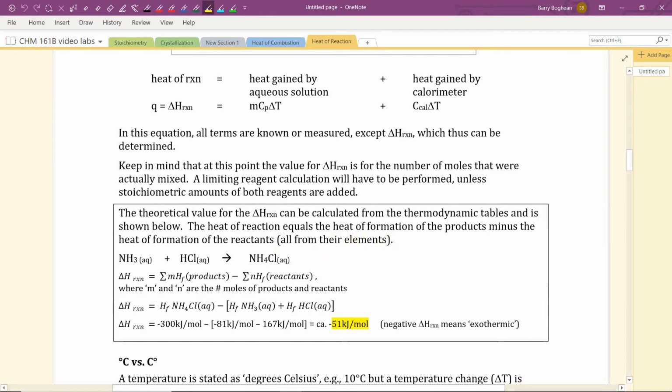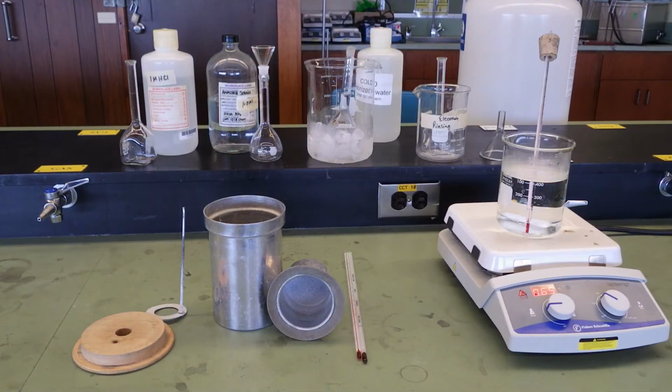So in this example, the heat of reaction is equal to the sum of the heat of formation of the products, in this case just 1 ammonium chloride, minus the sum of the heat of formation of the reactants, ammonia and HCl. And these again are simply read from tables. The coefficients m and n are simply the number of moles of products or reactants in the balanced equation, and you'll find the value is negative 51 kilojoules per mole. We now have enough information, so let's get started with the experiment.